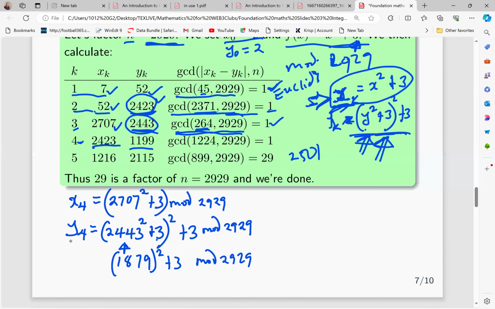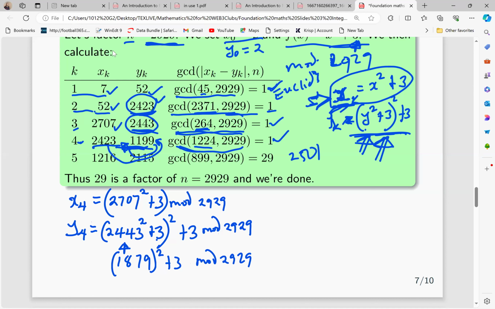Now, get the difference between these two. You can subtract this from that, or that from this, and ignore the negative, whichever you want. The result is the same. So let me subtract: 2423 minus 1199. I get 1224. Then do this GCD using the Euclidean algorithm, and you get 1.